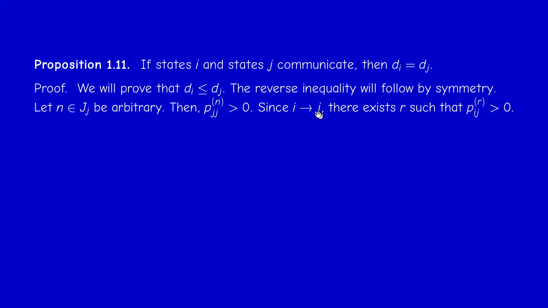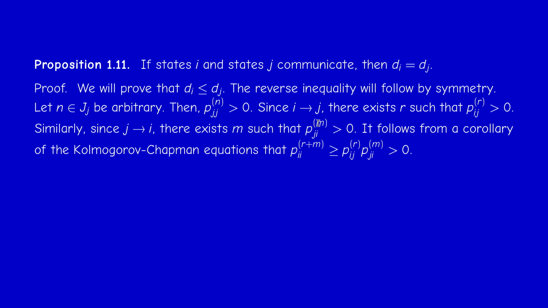Now, since J is accessible from I, there is a path of some length r going from I to J. So PIJ to the r is positive. And similarly, since I is accessible from J, there is another path from J to I of length m. By a corollary of the Chapman-Kolmogorov equations, PII to the r plus m is bigger or equal than the product of these two, so it's positive. Or if you like, you can think of it graphically. If there is a path from I to J and a path from J to I, then there's a path from I to I, which is a loop of length r plus m. And what does this mean? It means that r plus m belongs to JI. Since di is a divisor of JI, then di divides r plus m.